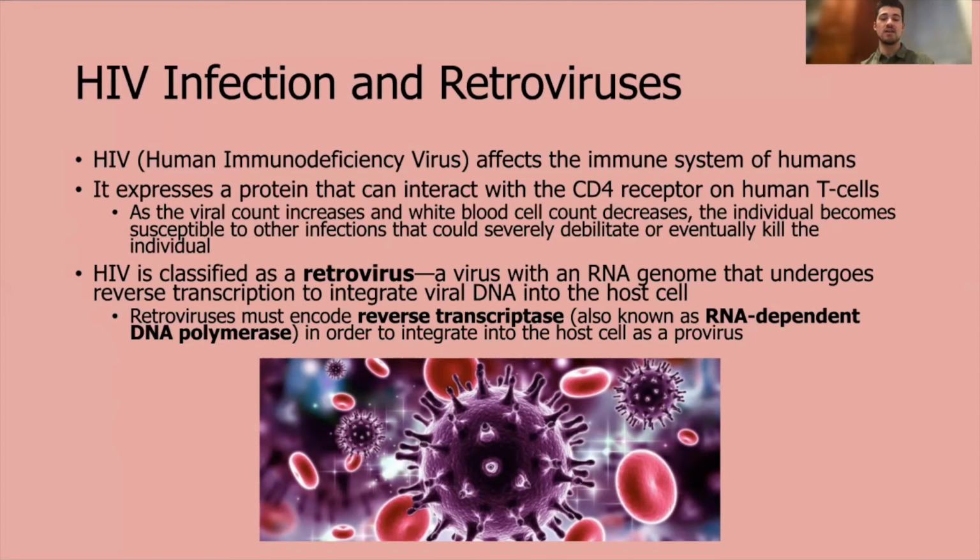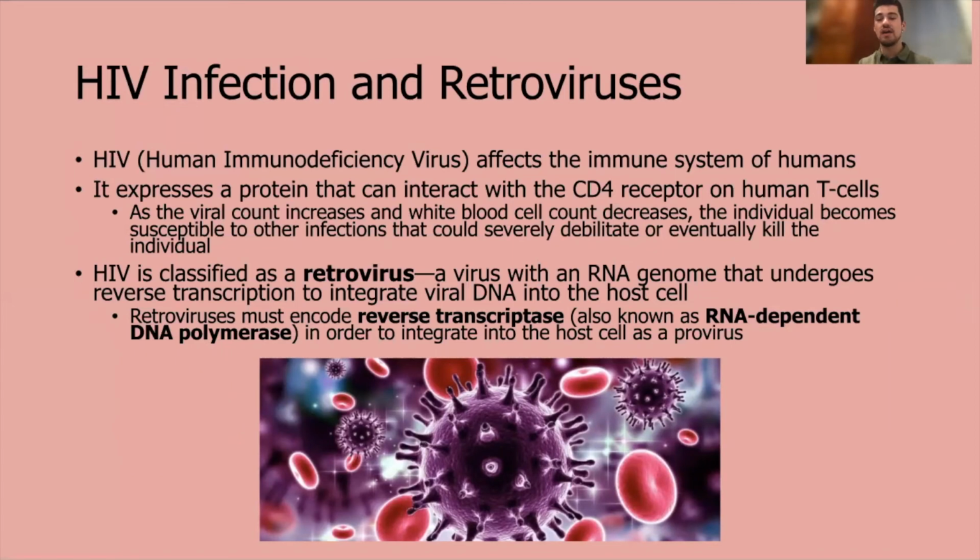So HIV is classified as a retrovirus, and a retrovirus is a virus with an RNA genome that undergoes reverse transcription to integrate viral DNA into the host cell. So that's sort of part of the lysogenic cycle. Remember, with the bacteriophage, it's a DNA virus. So it injects its DNA directly into the cell, and then that can be automatically integrated right into the bacteria cell's genome. But if we have HIV, which has an RNA genome, and we infect a human cell, we can't integrate RNA into a DNA genome. It just doesn't work like that.